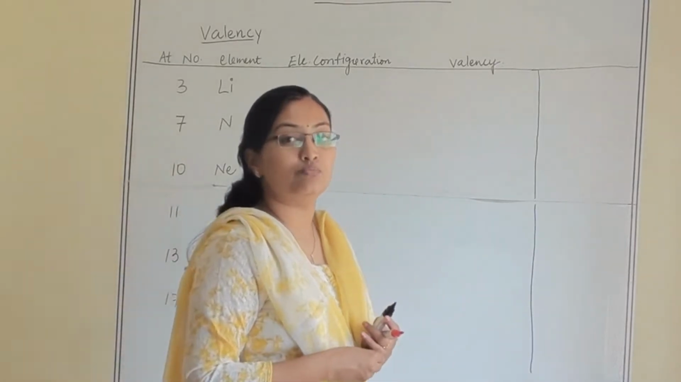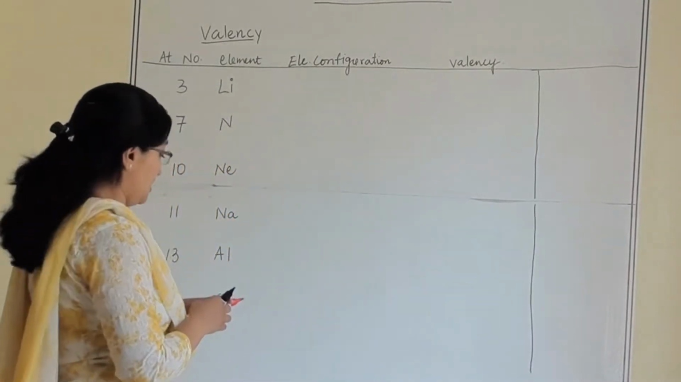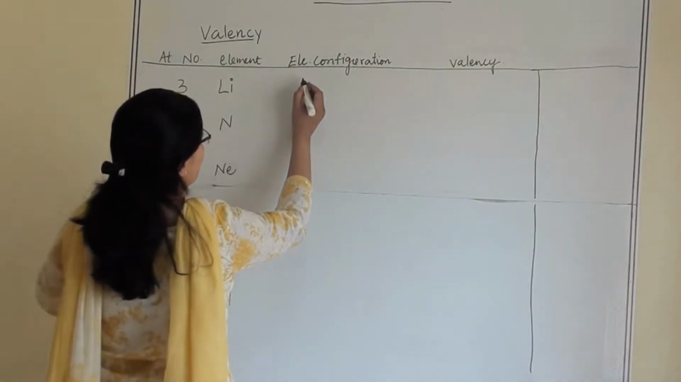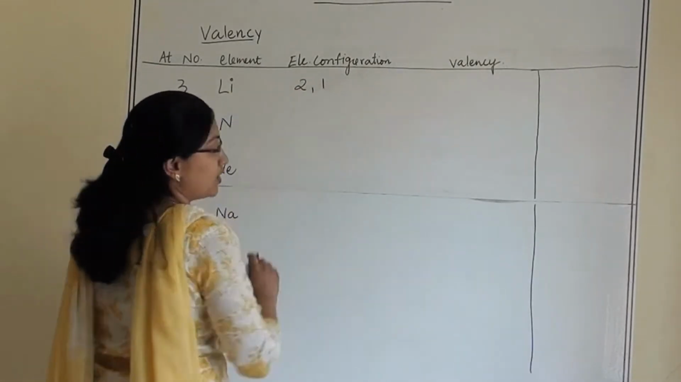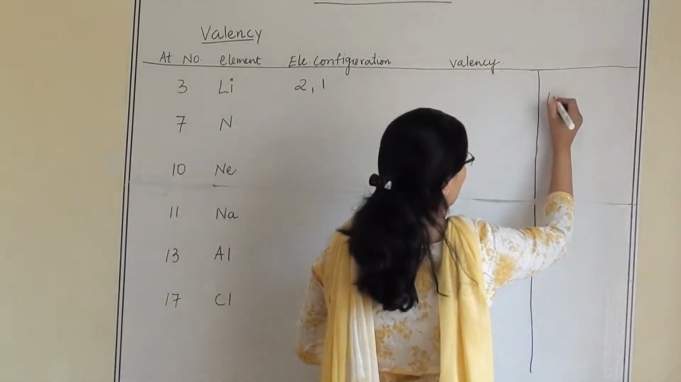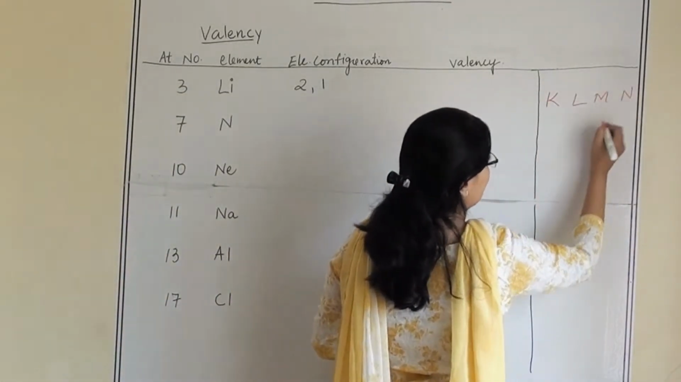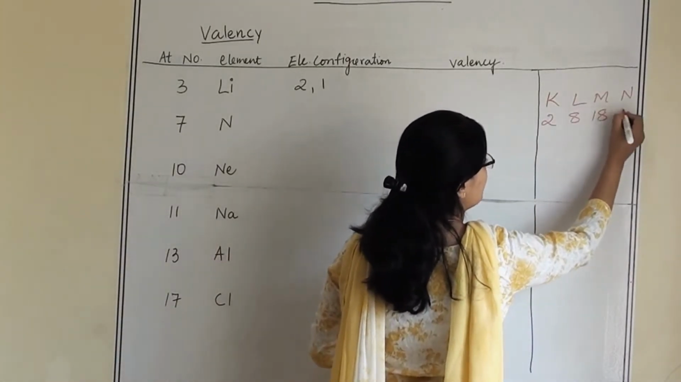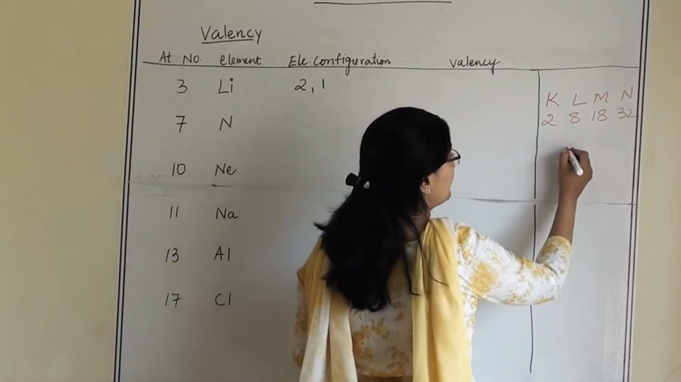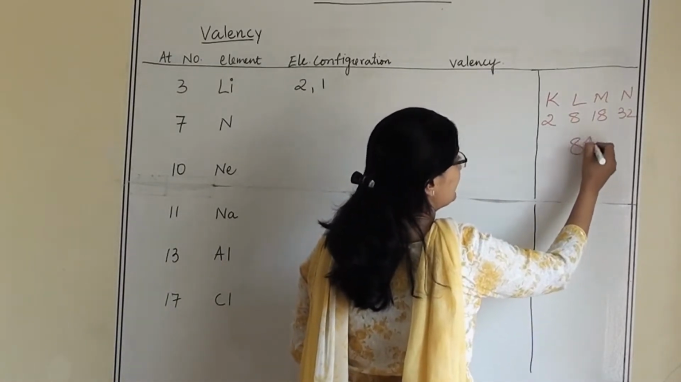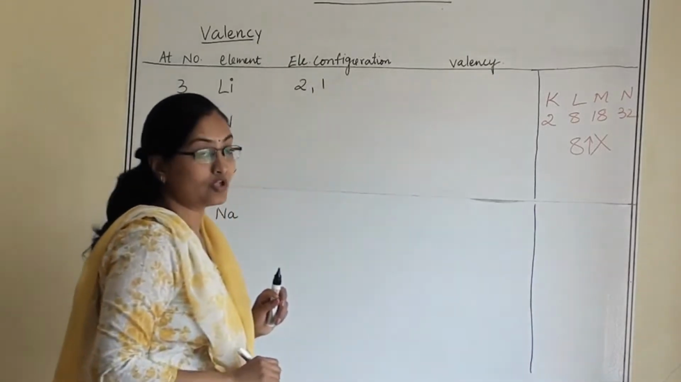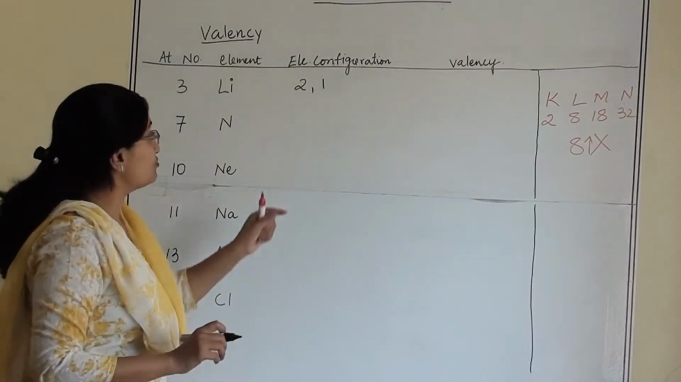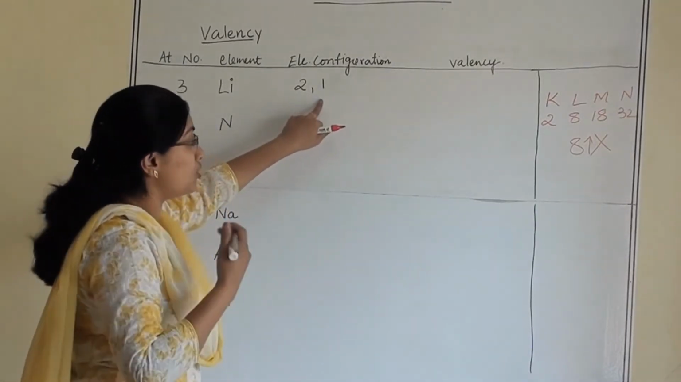Then we are moving towards how to write valency. So here lithium's atomic number is 3, electronic configuration will be 2 and 1. How? We have 4 orbits K, L, M and N. What are the maximum capacities? 2, 8, 18 and 32. But more than 8 electrons we cannot keep in any of the orbits. So 2 and 1.